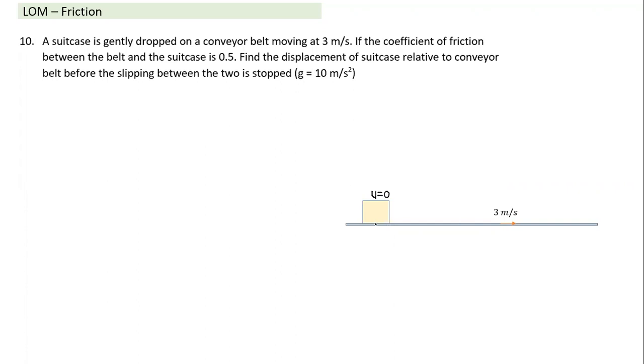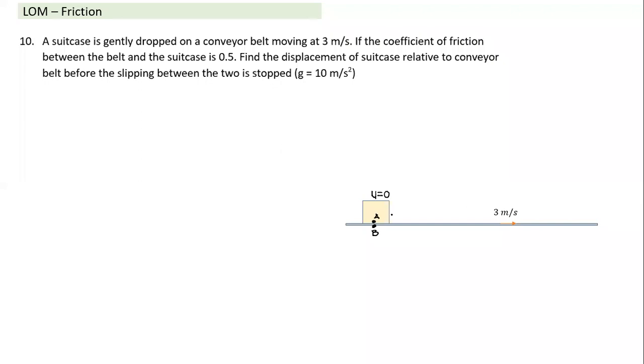So if I mark 2 points here, one point I mark A. Point A is on the suitcase. Point B is the corresponding point in contact on the conveyor belt. What I find here, A has 0 velocity, B has positive velocity, and B is moving at constant speed. Hence, B will move ahead, A will fall behind. So there's slipping taking place. The question is, find the displacement of the suitcase relative to the conveyor belt before the slipping between the two is stopped.